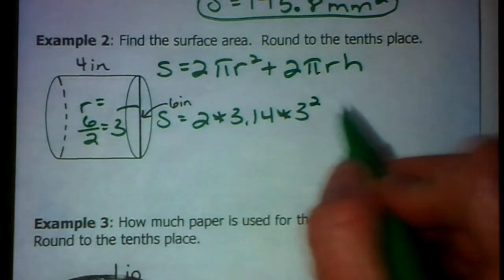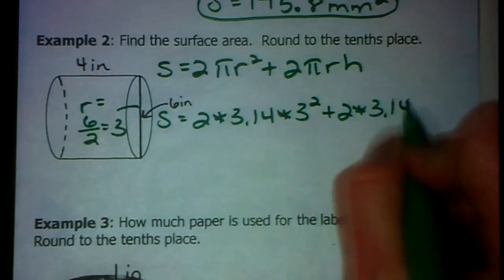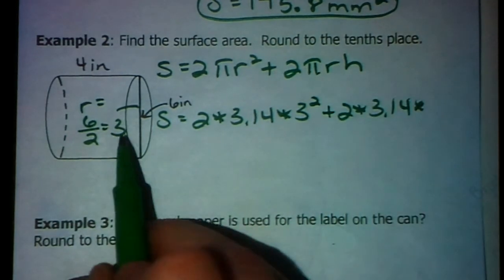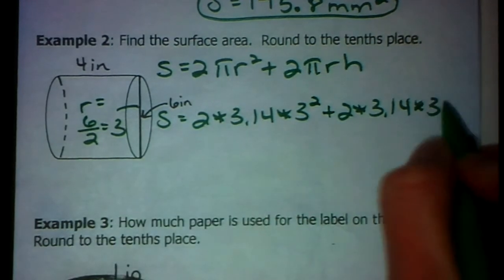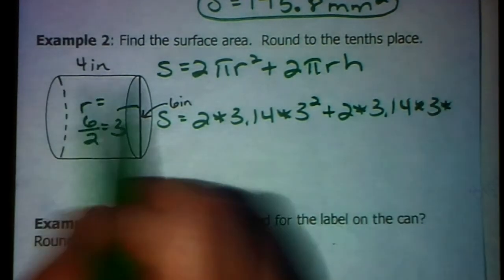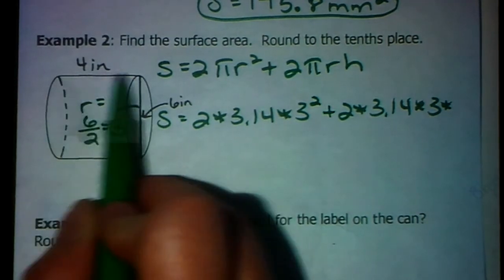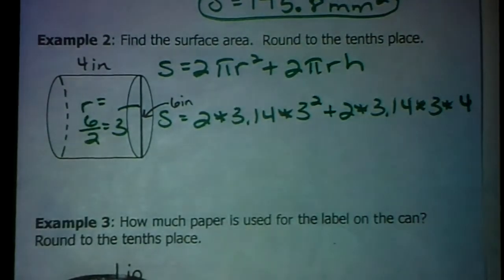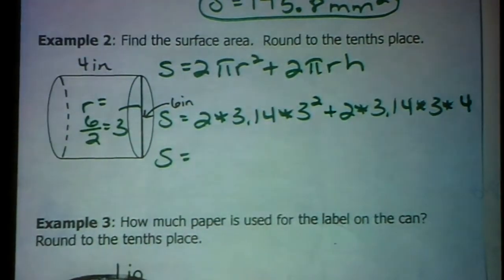So that's 3 squared plus 2 times 3.14. Again, I'm supposed to use the radius. The radius is not 6, it is 3. And I want to multiply that by the height. Now I know it fell over on its side, but when I'm sleeping, I'm still the same height. This is the height. It's 4. So I'm going to multiply that by 4. All right. Plug it all in. Do it. Do it right now.